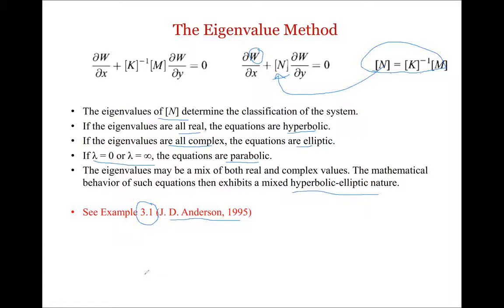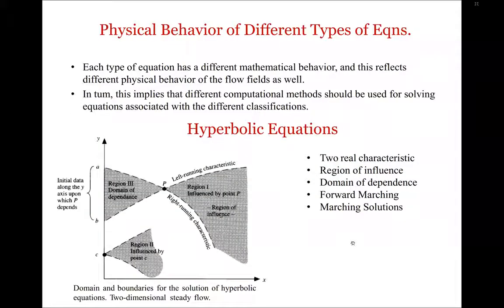So this is basically the end of the eigenvalue problems. Now the physical behavior of different types of equations. When we are talking about the physical behavior, each type of equation has a different mathematical behavior, which reflects the different physical behavior. In turn, this implies that a different computational method should be used for equations associated with the different classifications.